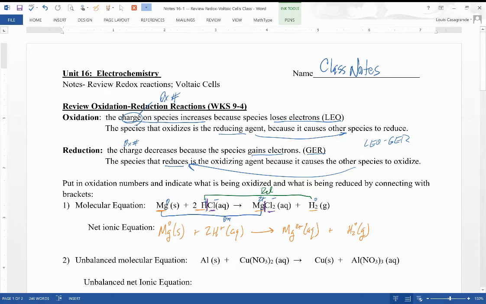Notice that we have to balance both mass and charge. And we're going to talk about how to use balancing charge to balance equations in a few moments.